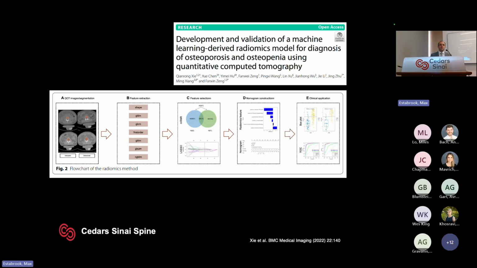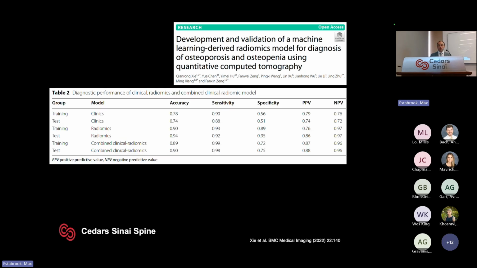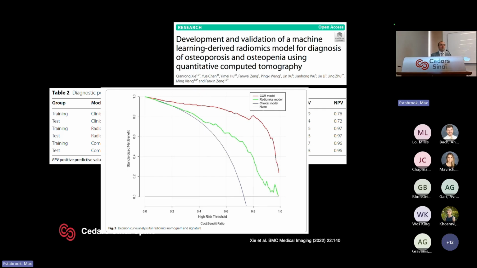The proof of concept is they were able to take a radiomic survey of a radiologic CT scan and then combine that with clinical predictive machine learning. So they took lab values and other predictive factors that they found were predictive of osteoporosis, and then combined them together to actually create a really good model that predicts osteoporosis in their population.